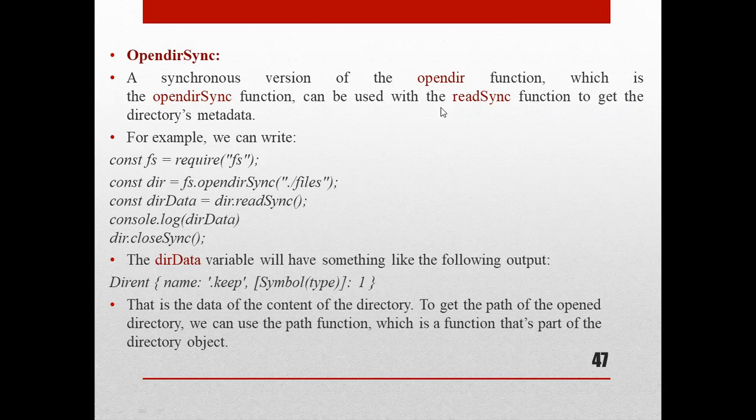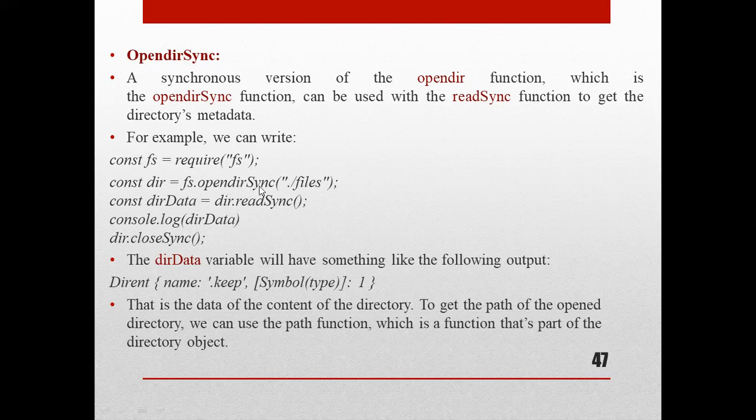It can be used with the readSync function to get the directory's metadata. We know what metadata is. So to get that directory's metadata, we can use the readSync function. Here you can see the example for the opendirSync function. There is one constant for fs, which is required; that means we are going to import fs. Then take one constant, dir, that is the directory handle, which equals fs.opendirSync.